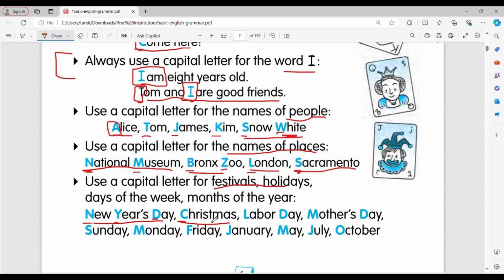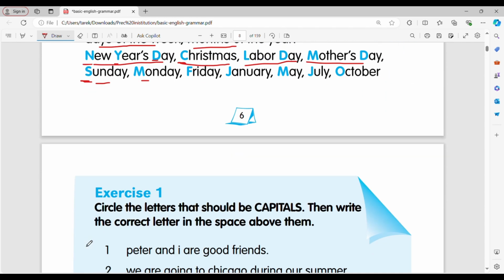Later on, we're gonna see the days of the week and the month of the year. Labor Day. Okay, we have Mother's Day, and in here we have Sunday, Monday, Friday, January, May, July, October. All of these are days of the week and month of the year, so the first letter is gonna be capital. Okay, now we're gonna have an exercise.